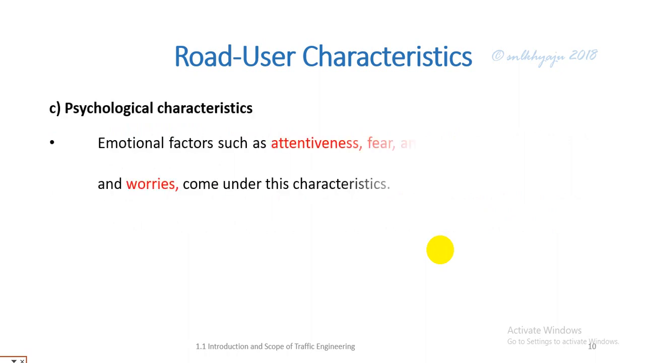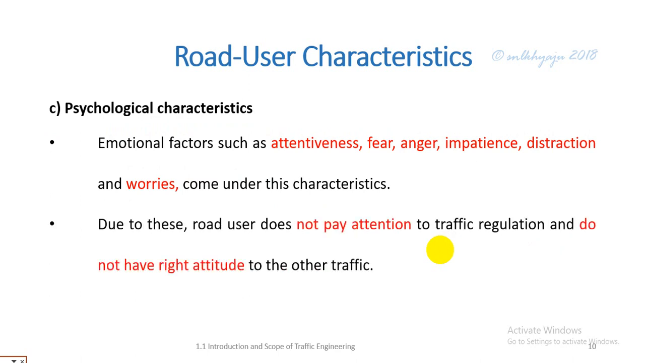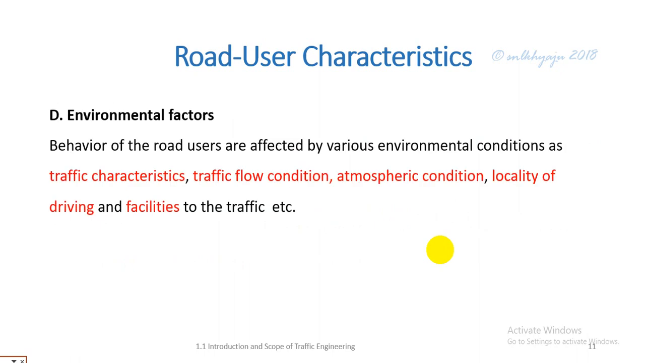C. Psychological characteristics. Emotional factors such as attractiveness, fear, anger, impatience, distraction, and worries come under these characteristics. Due to these characteristics, road users do not pay attention to traffic regulation and do not have the right attitude to the other traffic. D. Environmental factors. Behavior of road users is affected by various environmental conditions such as traffic characteristics, traffic flow condition, atmospheric condition, locality of driving and facility to the traffic, etc.